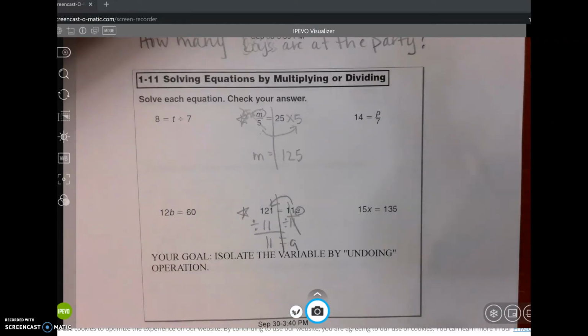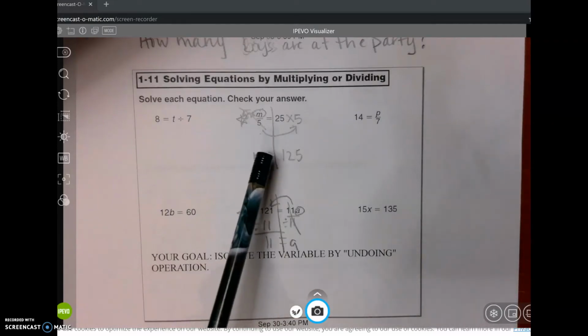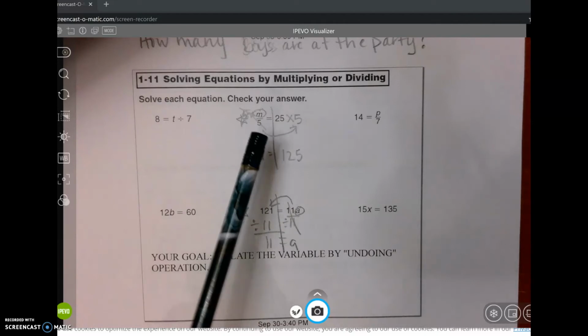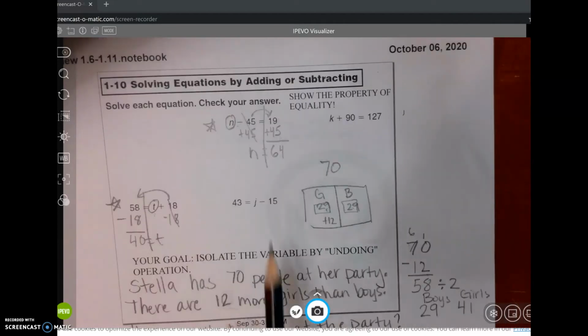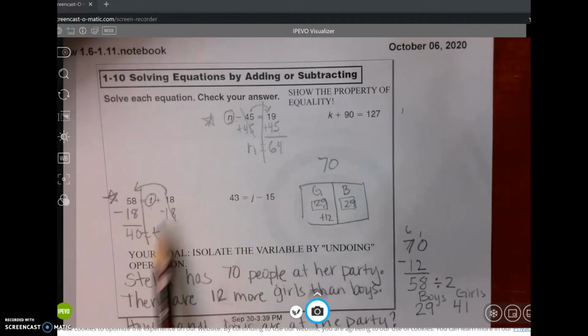So we can use our calculator. We want to do the inverse. So if it says division, multiply. If it says multiply, divide. If it says subtraction, then add. If it says addition, then subtract. So it's always doing the inverse to solve equations.